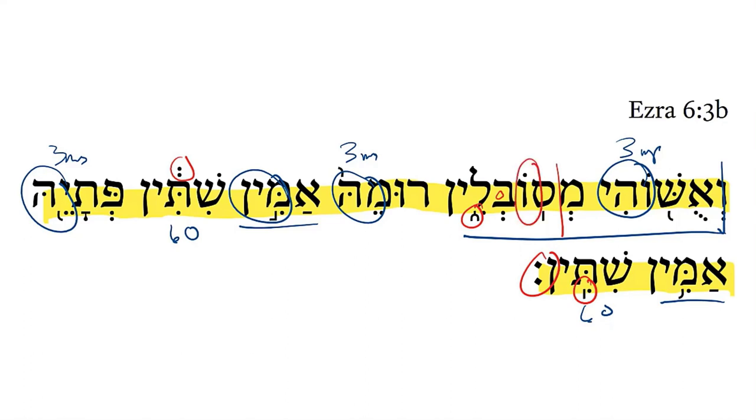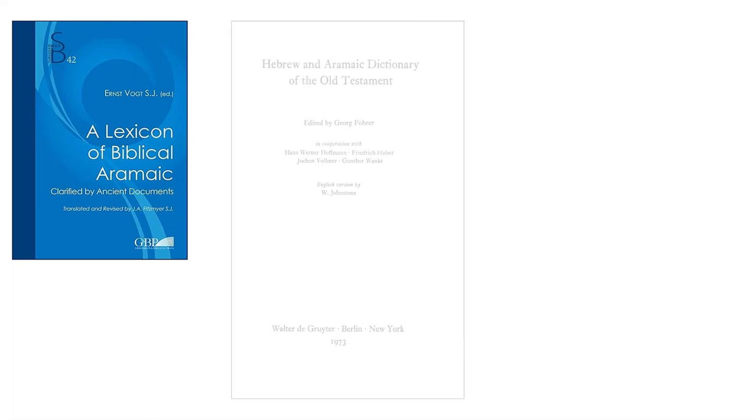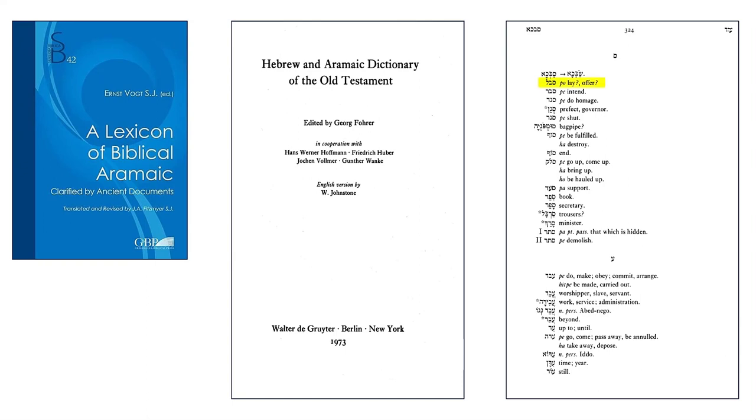The problem is polels, according to Biblical Aramaic for Biblical Interpreters, page 101, when we're introducing verb stems, that's for hollow roots. But here we have Samekh Bet Lamed. That's not a hollow root at all. So we turn to the Vogt lexicon, page 235, for its entry for Samekh Bet Lamed, and the Hebrew and Aramaic Dictionary of the Old Testament, page 324, the Koehler-Baumgartner dictionary.